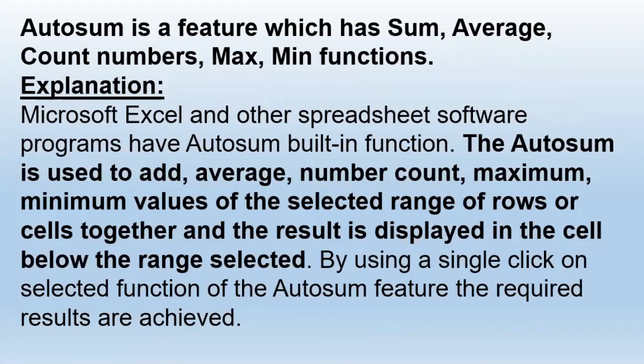Built-in function means that it is completely present, and it is not required to be downloaded from somewhere. It is present in the particular software that we are working on. Okay, AutoSum is used to add, average, count, and find the maximum and minimum values of the selected range of rows or cells, and the result is displayed in the cell below the selected range. By using a single click on the selected function of the AutoSum feature, the required results are achieved.